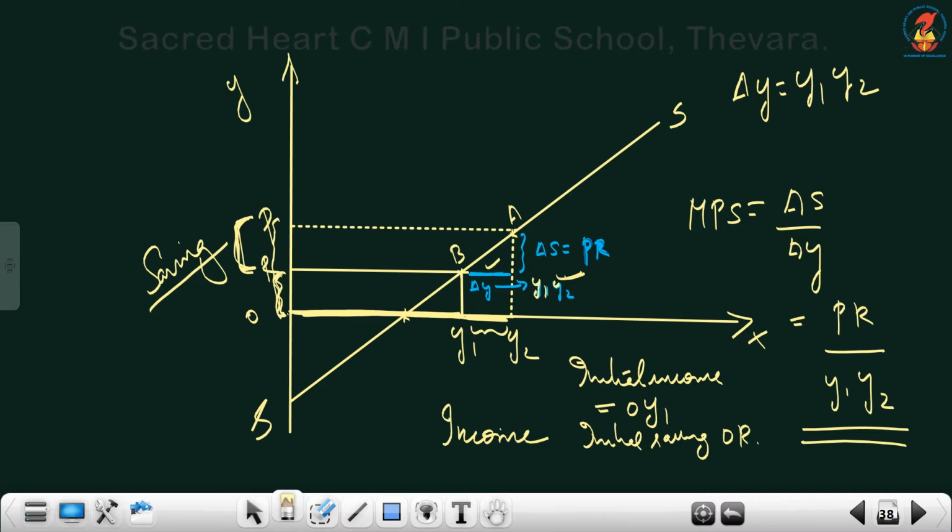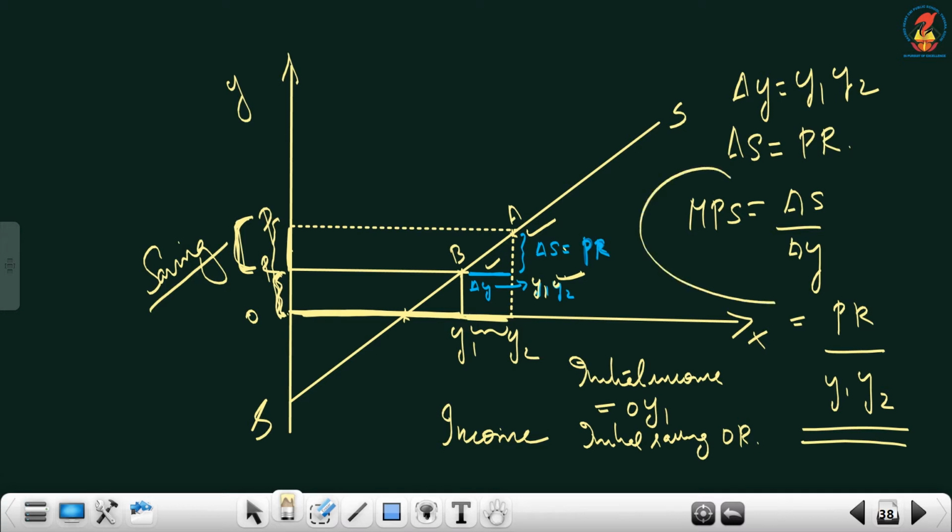The same area I have marked here with the blue ink, that is delta S, parallel to this area, delta S is PR. This is the change that has happened. Therefore I can write delta S is equal to PR. Now find out MPS. MPS is equal to delta S by delta Y. Delta S is PR, delta Y is Y1Y2. Therefore MPS is equal to PR by Y1Y2. This is how we mark marginal propensity to save.